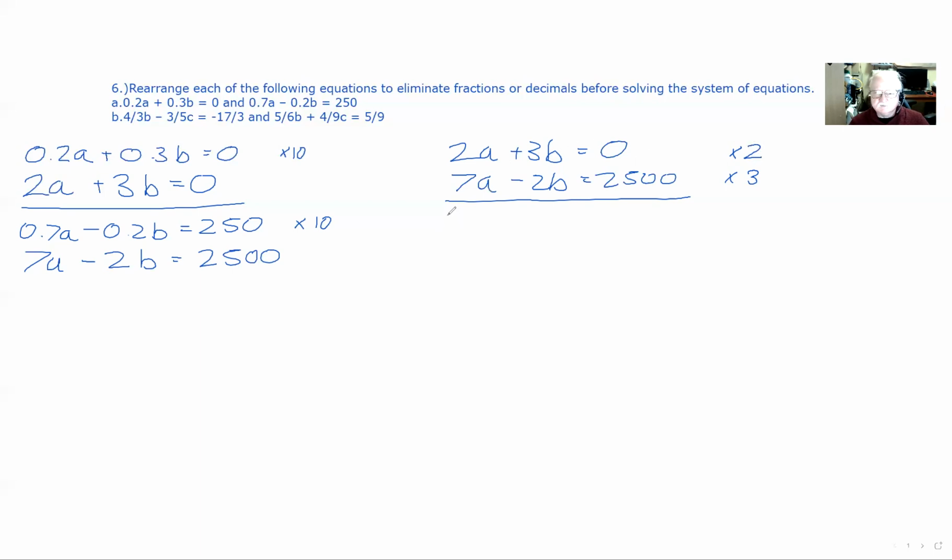So 2 times 2 is 4a plus 6b still equals 0. And 3 times 7 is 21. Oh, I don't know why I put an x there, probably because I'm very used to it being x and y. 21a take away 6b equal, and this must become 7,500.